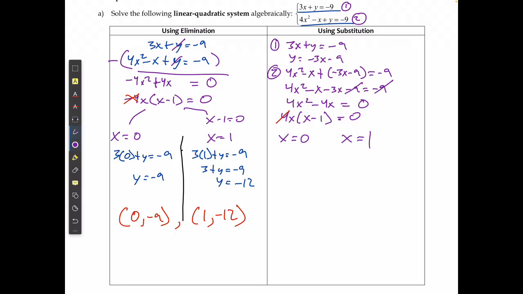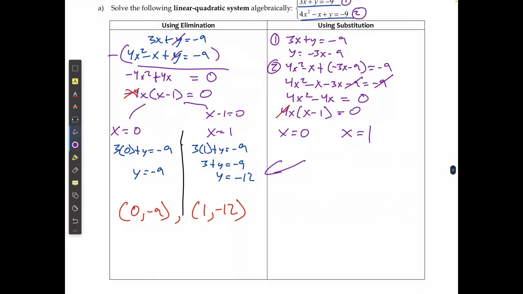And then at this point, everything is the same as it was on this side. It's still going to work out the exact same way, because I'm just going to substitute the x's in again, and I'm going to get the same y values.